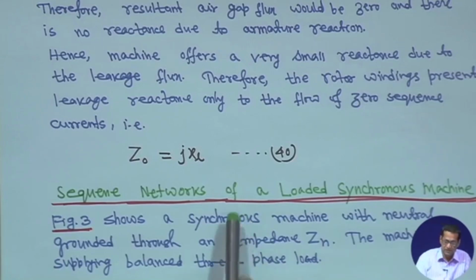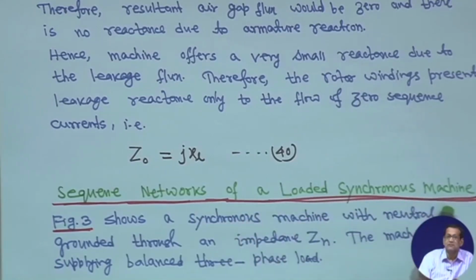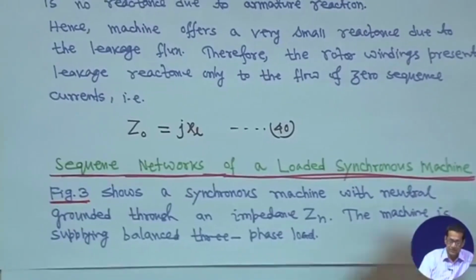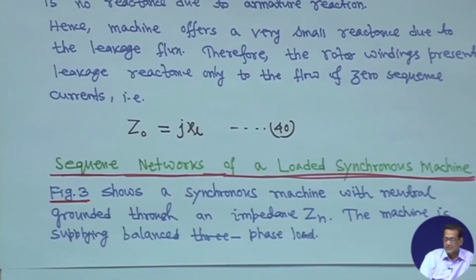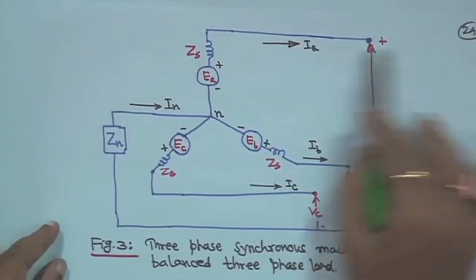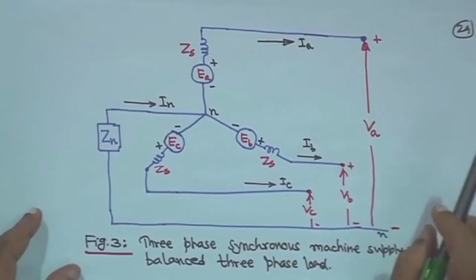Now, the sequence network of a loaded synchronous machine, because these are necessary. So, Figure 3, I will come to that. A synchronous machine with neutral grounded through an impedance Zn. The machine is supplying a balanced 3-phase load. So, this is a 3-phase synchronous machine supplying a balanced 3-phase load. The balanced load is connected, but not shown.